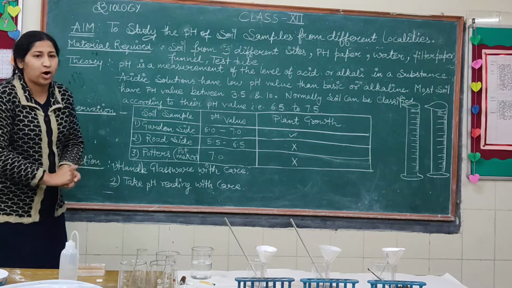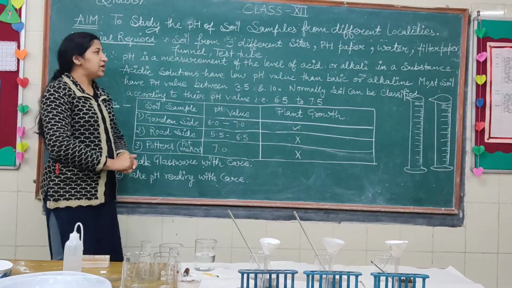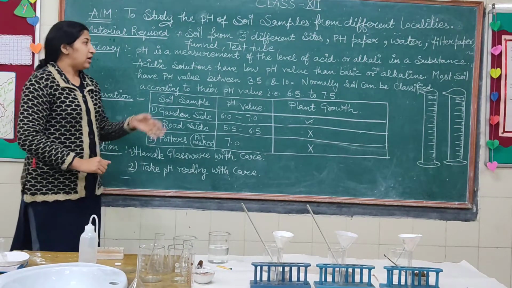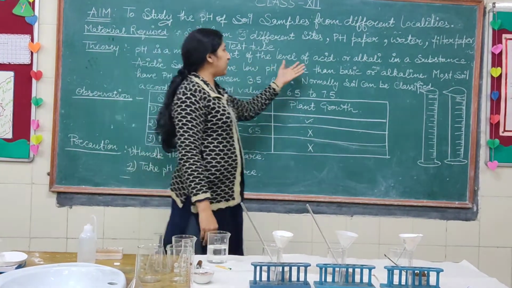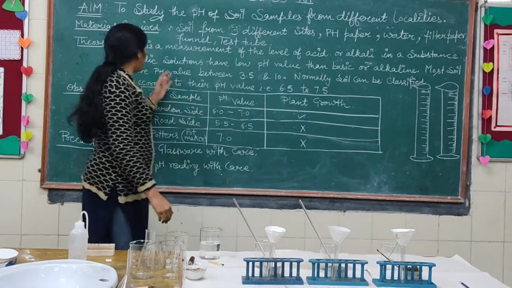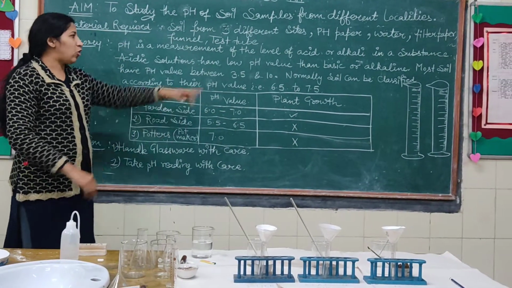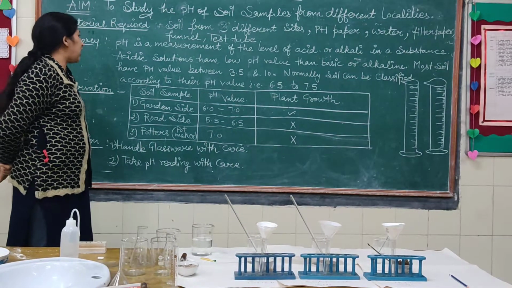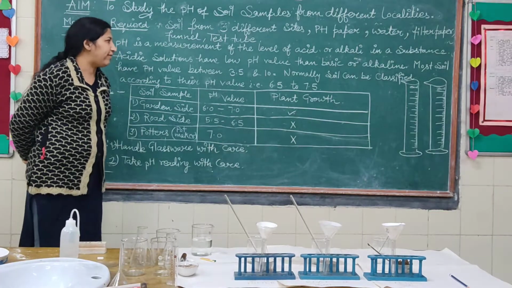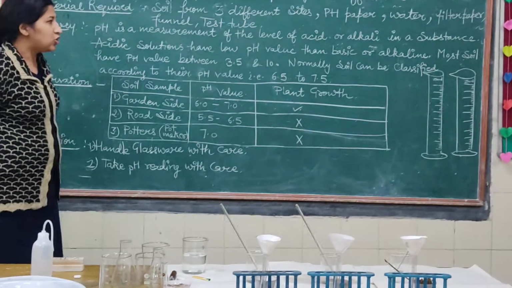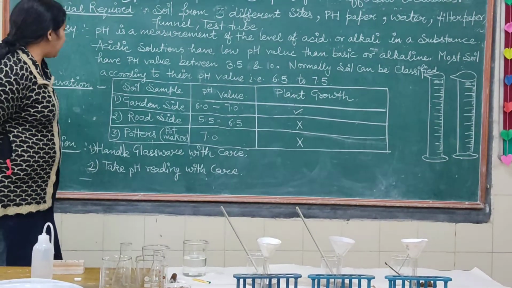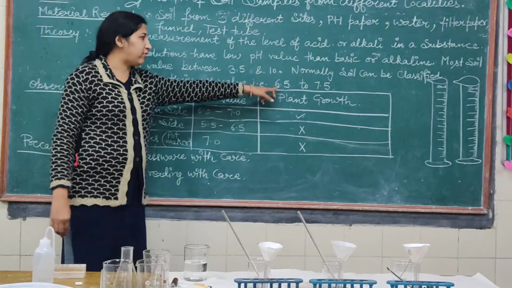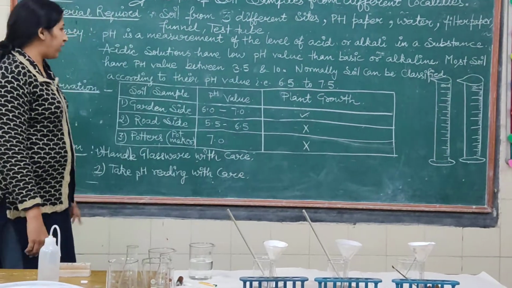What is pH? pH is the measurement of the level of acid or alkali in a substance. We have to measure whether the substance is acidic or alkaline. Acidic solutions have a low pH value, then basic or alkaline, and most soil has a pH value between 3.5 and 10. Normally soil can be classified according to its pH value, and that pH value will vary from 6.5 to 7.5.